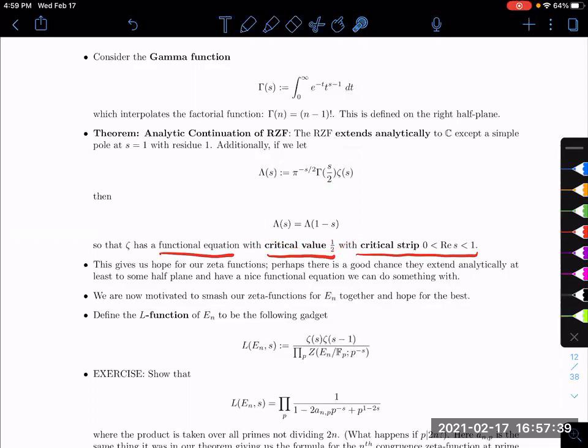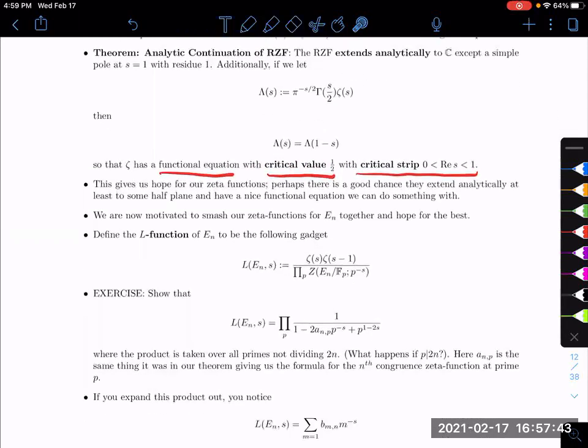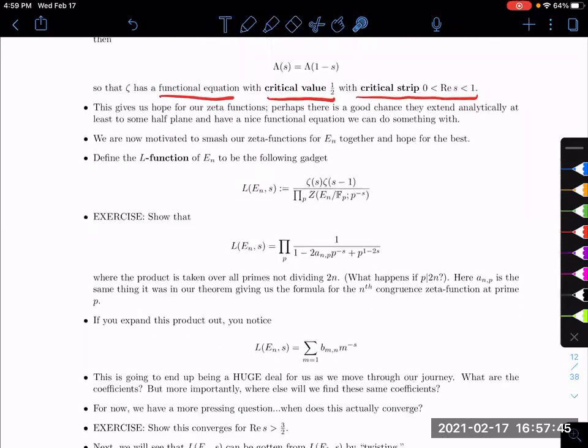And so I'll end today by defining for you the L function of our elliptic curves. Here's what we're going to do. We're going to do exactly what I said. We're going to take E sub n and all of its zeta functions. We're going to smash them all together and hope for the best. In doing so, we produce what's called the L function of the elliptic curve. And here's what it is. The L function of E sub n is a function of a complex variable S.